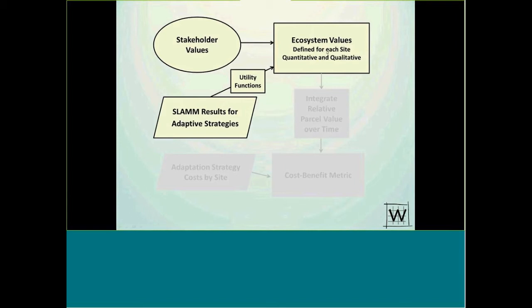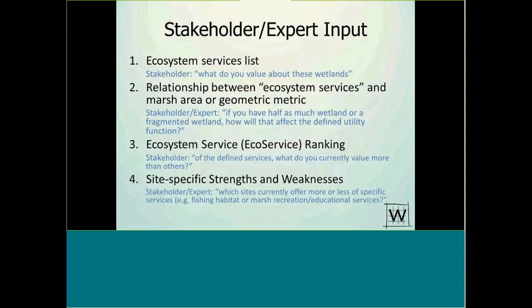So, for example, for wave attenuation, we would be calculating the width of the marsh. For carbon sequestration, we would be looking at both the acreage and the type of the marsh, because we know that some marshes have a better capability for carbon sequestration than others.